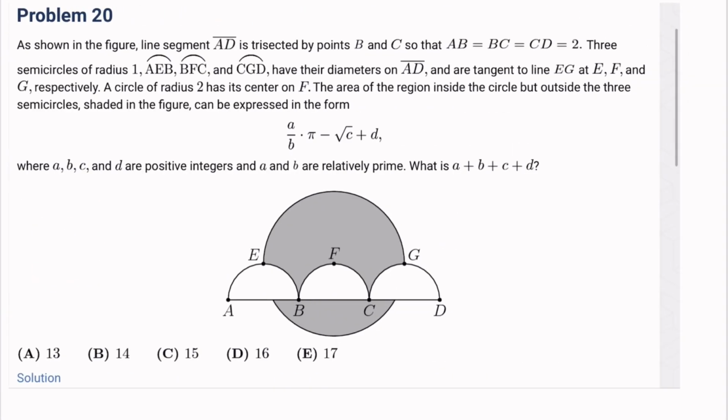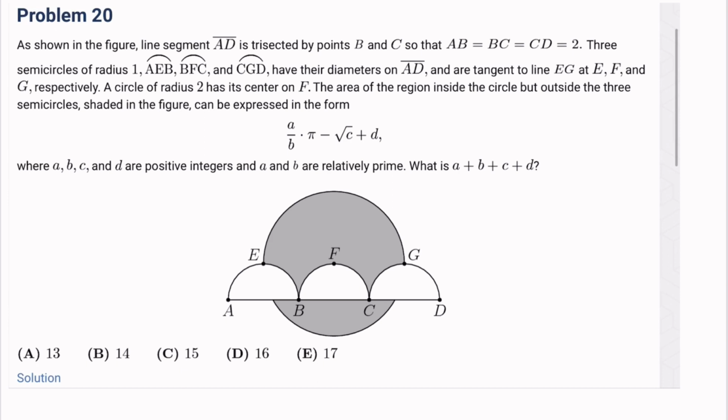As shown in the figure, line segment AD is trisected by points B and C so that AB equals BC equals CD equals 2. 3 semicircles of radius 1, AEB, BFC, and CGD have their diameters on AD, and they are tangent to line EG at E, F, and G respectively. A circle of radius 2 has its center on F, and the area of the region inside the circle but outside the 3 semicircles shaded in the figure can be expressed in the form A over B times pi minus root C plus D, where A, B, C, and D are positive integers, and A and B are relatively prime. Find A plus B plus C plus D.